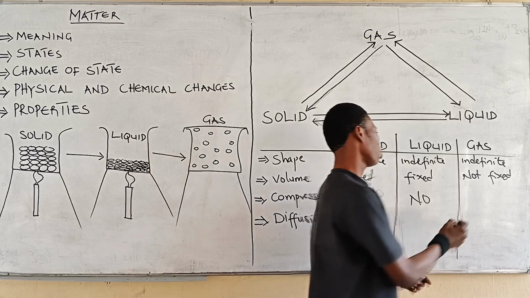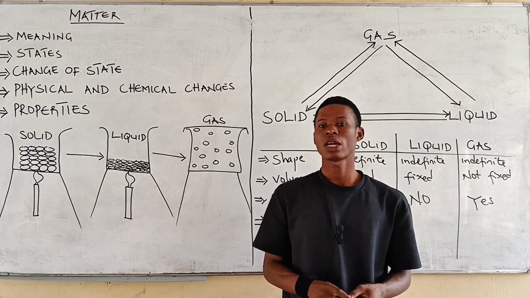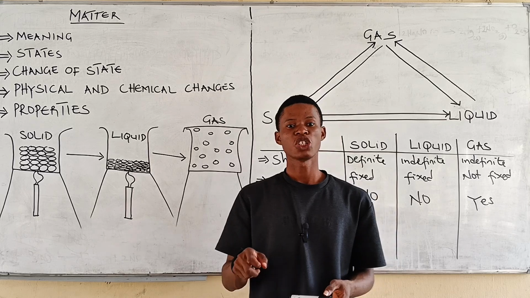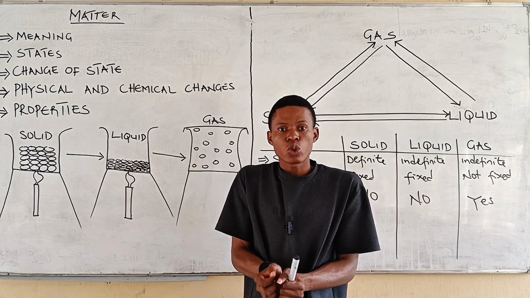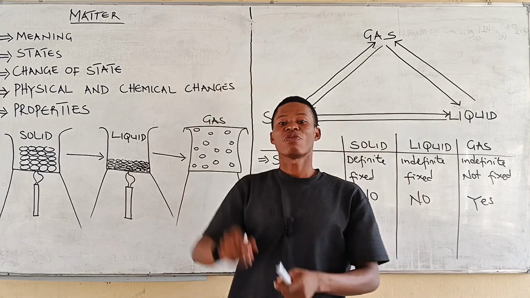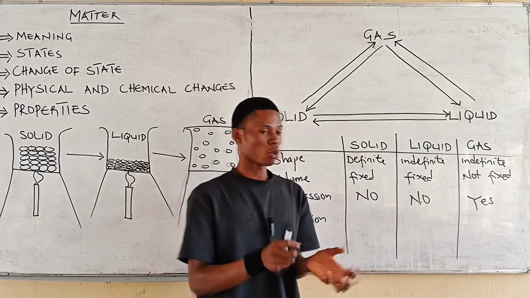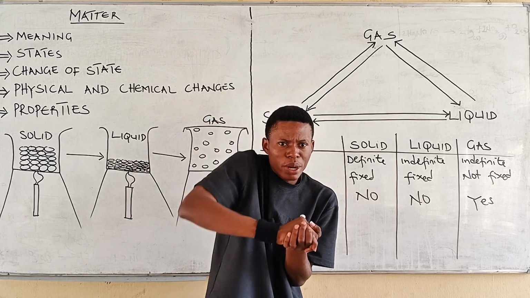But gas can be compressed. That is why if you take a 5 kg gas and put it in a 3 kg cylinder, it will still enter, just that the molecules will now be close. And if you ignite your gas, it will be very fast in reaction because the molecules are now close. You can actually compress it, put it in a small container.